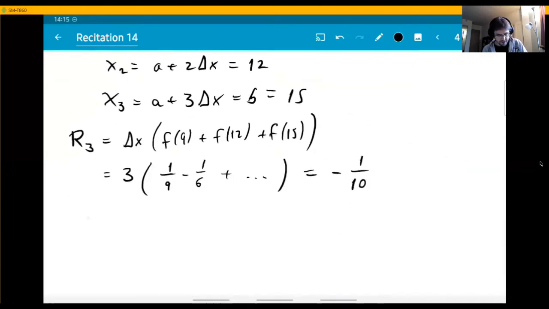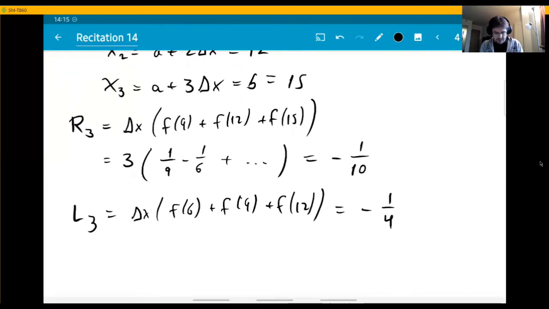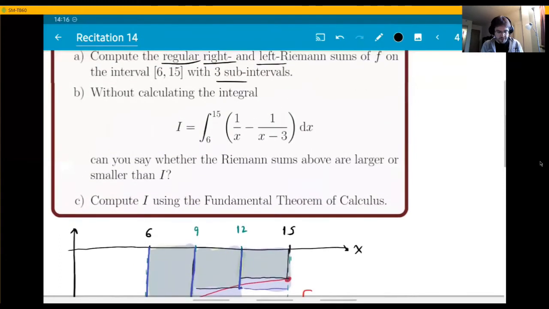What is L3? So delta x times f of 6 plus f of 9 plus f of 12. If you work this out, you're going to find minus 1 over 4. Yes, which makes sense. All right, so that was item A, just calculating these two Riemann sums. Let's work with B now.